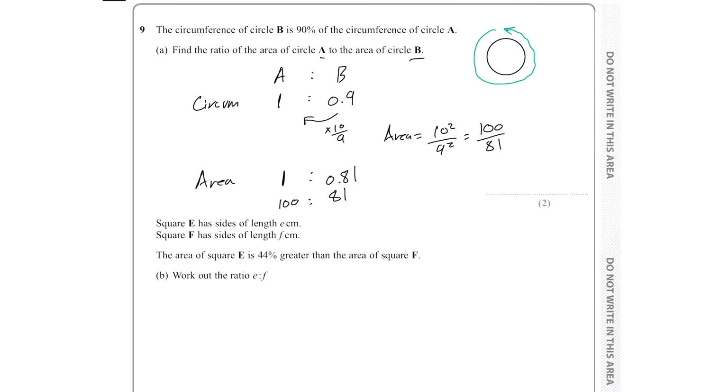Yep, that's it. So find the scale factor for the circumference, which is the distance. Find the scale factor, which is 10 over 9. Then square that scale factor to get the area scale factor. And then that's basically telling you how you're going from here to here. To go from here to here, you're timesing it by 100 over 81. So then that must be 0.81.